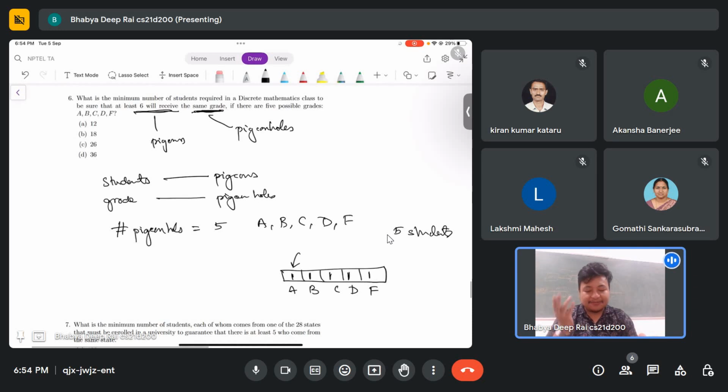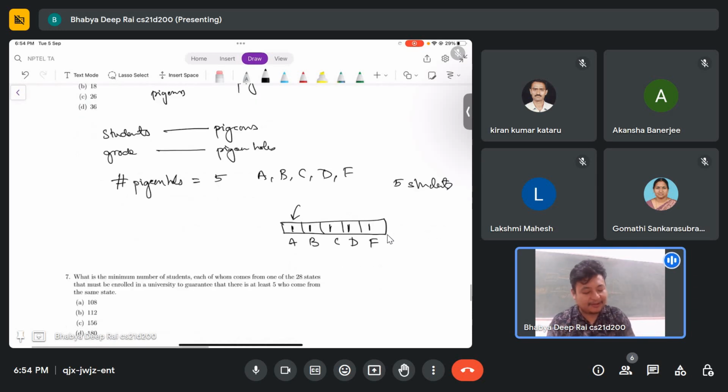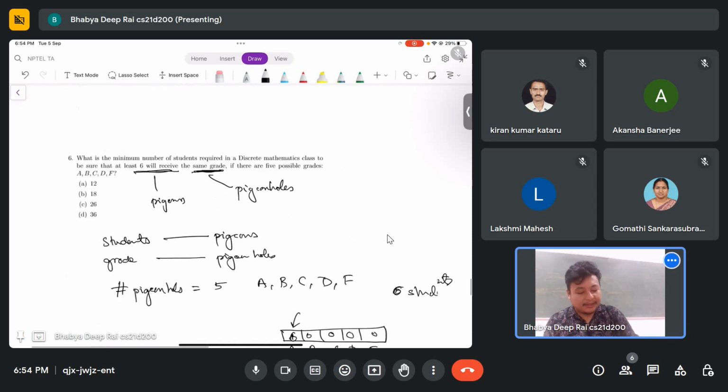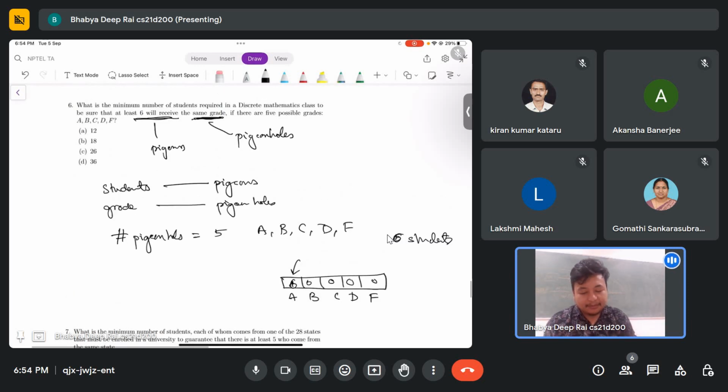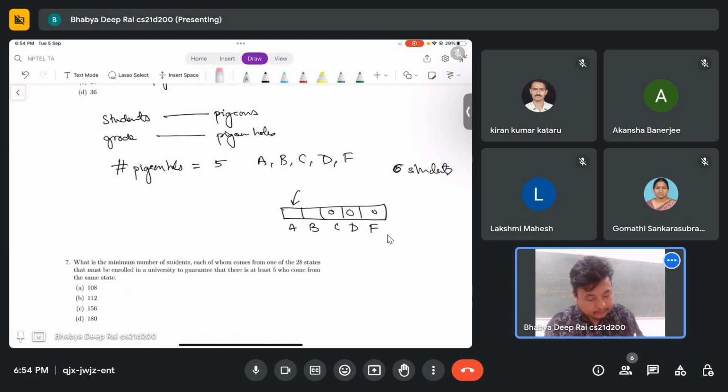So is it guaranteed that at least 6 will receive the same grade? No. Here none of the holes have at least 6 people. If I have 6 students, I could put all 6 students in one hole and the remaining holes get 0. In this particular case the condition is satisfied. But we need to be sure that for any distribution, 6 people should be in one hole. Another way I could distribute the 6 people is 1, 2, 3, 4, 5, and 6 spread out. None of the pigeonholes have at least 6 students. So even 6 students don't do.